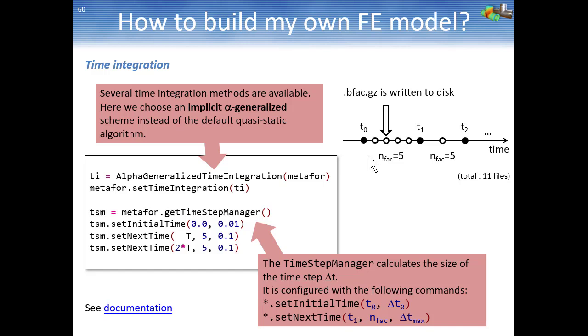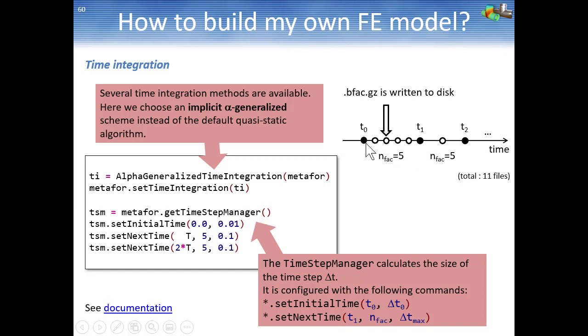So you have seen that Metafor saves bfac.gz files, which contains everything at a given time step. So you would like to say, for example, between t0 and t1, I would like 5 files on my disk. So these files will modify the time step between t0 and t1.